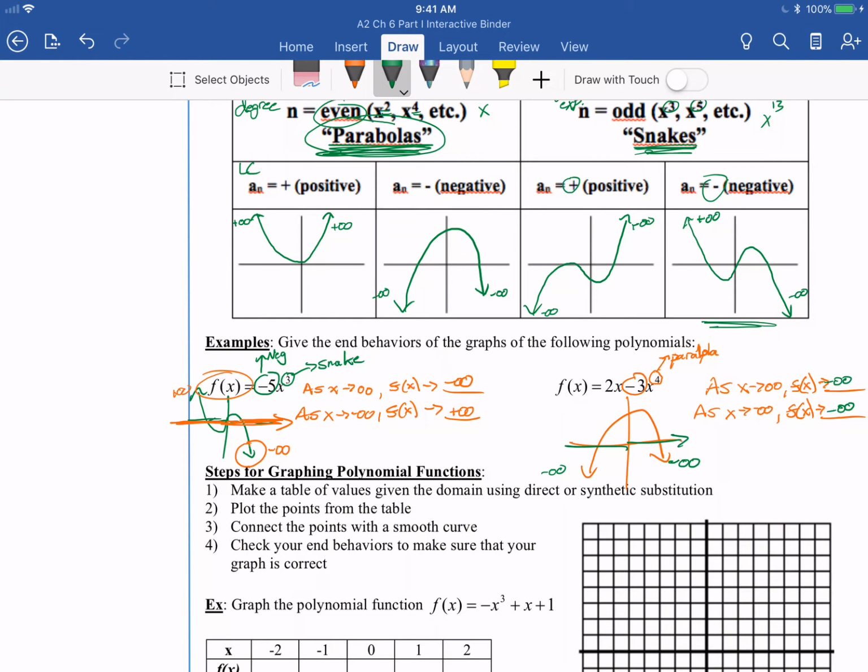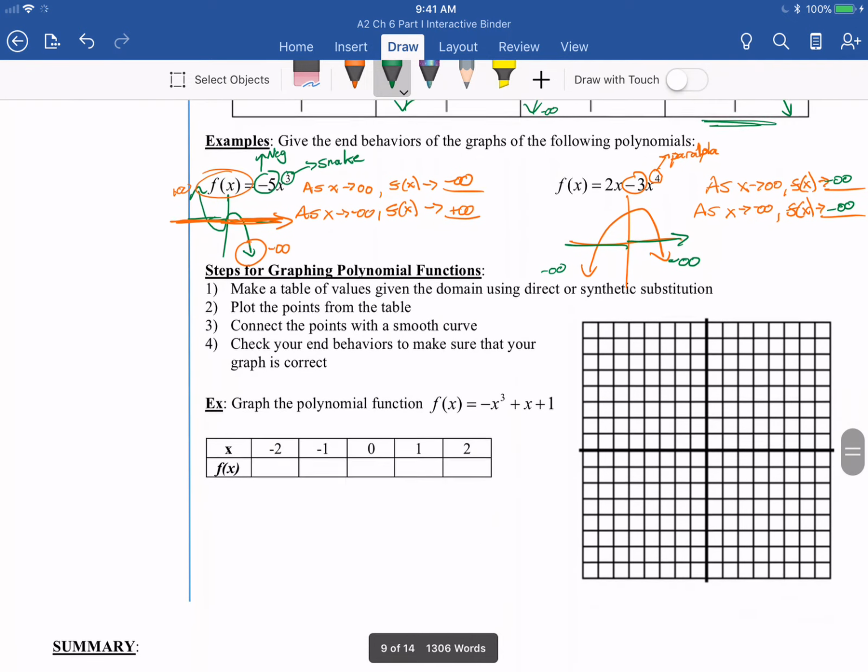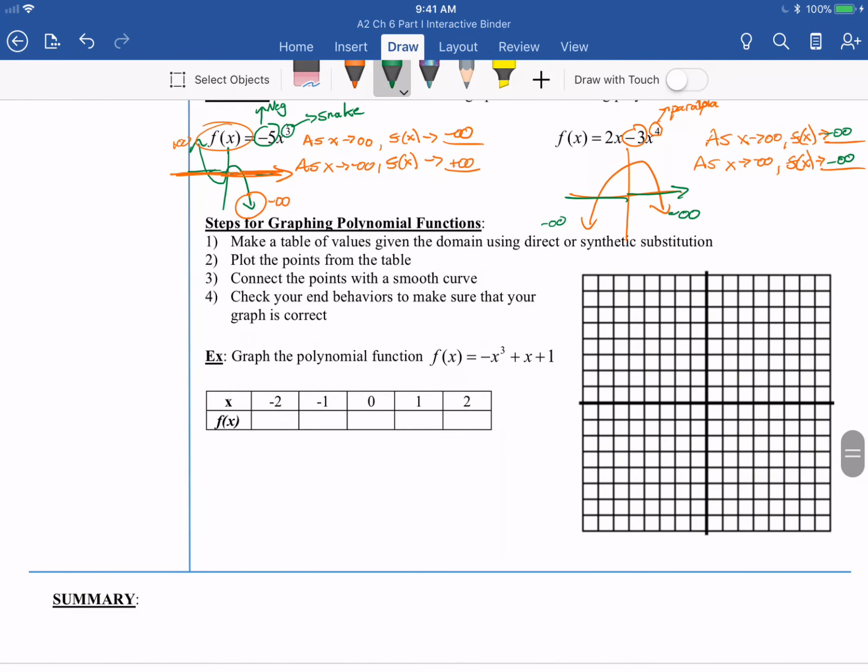All right, awesome. So those are just talking about what this graph looks like. Now we're actually going to graph these polynomials, so we're going to find out what this graph actually looks like. It says to make a table of values using the domain, then plot the points from the table, and connect these points to make a smooth curve. Check your end behaviors to make sure that your graph is correct.